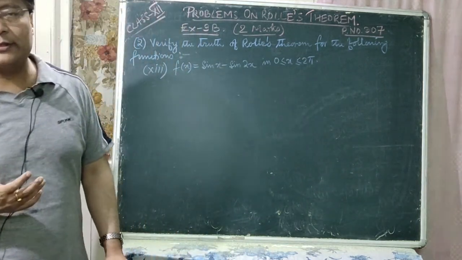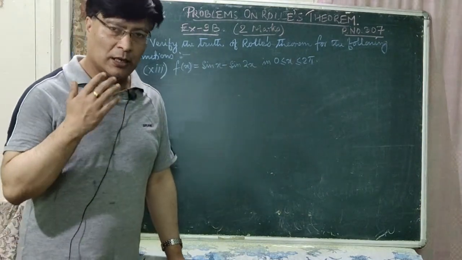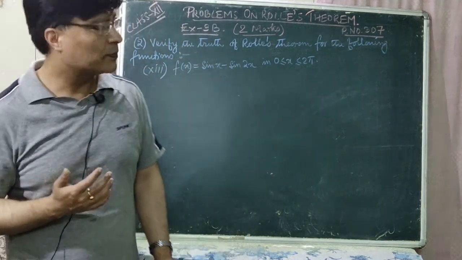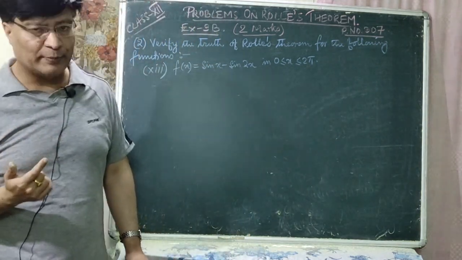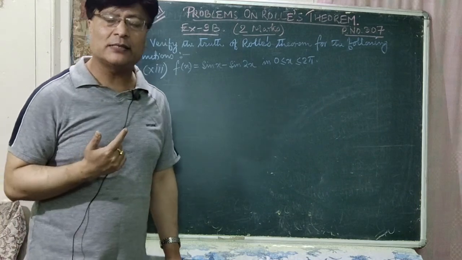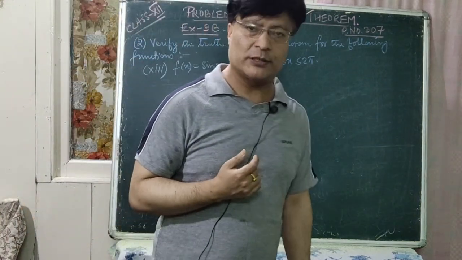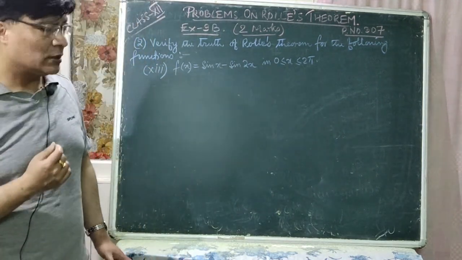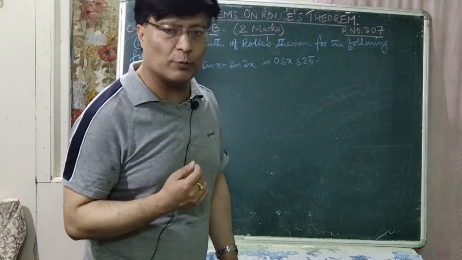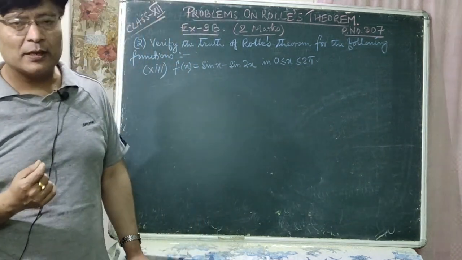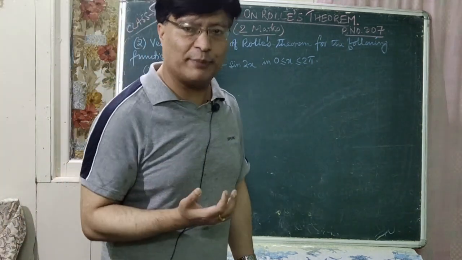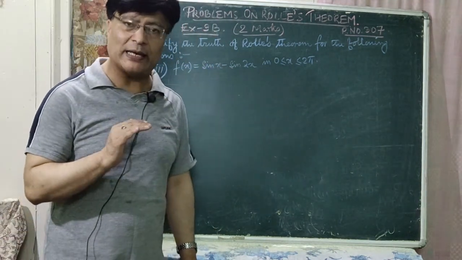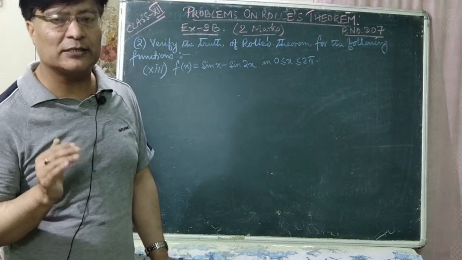So you know the statement of Rolle's theorem, that is if f of x be a real valued function defined in the closed interval a less than or equal to x less than or equal to b, such that number 1, f of x is continuous in the closed interval a less than or equal to x less than or equal to b. Number 2, f of x is differentiable in the open interval a less than x less than b. And number 3, f of a is equal to f of b. Then there exists at least one value of x, say x is equal to c, lying between a and b, such that f dash of c is equal to 0.